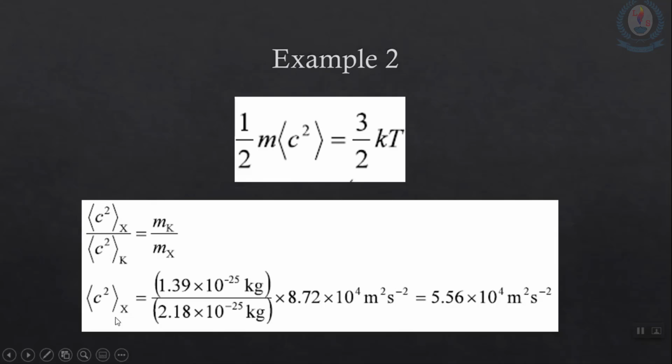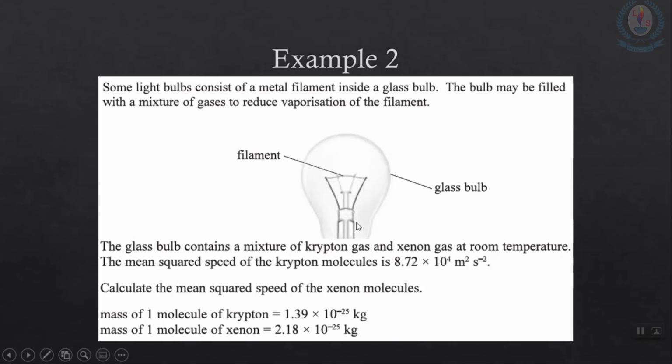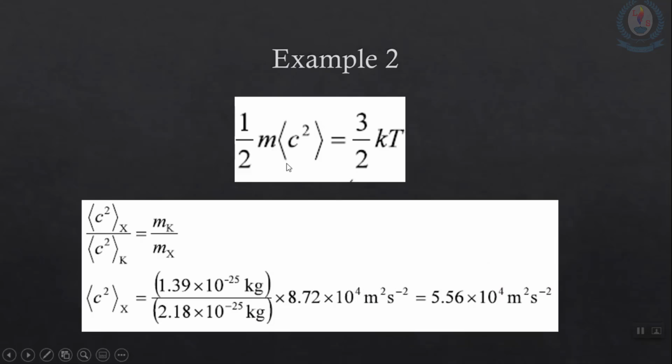So now we will make the mean square speed of xenon the subject, substitute all other values and get the answer for the mean square speed of xenon. Initially we thought that it would be a very hard question, but when we understand the fact of inverse proportionality, it becomes very easy.